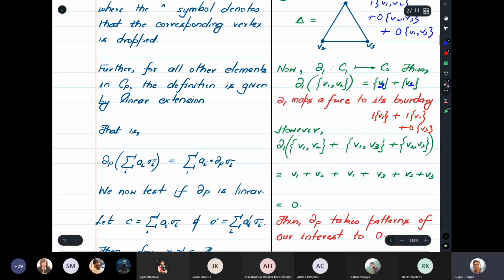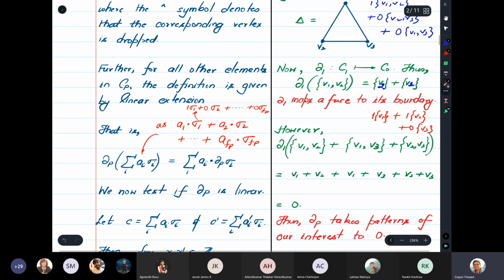You can think of this input as a1·σ1 plus a2·σ2 plus all the way up till a_fp·σ_fp. Notice that the scalar multiplication operation is only defined between a field element and a p-chain. Whereas here I have written σ1, but you should not interpret this σ1 as a face, but rather as a p-chain, which has to be interpreted like 1·σ1 plus 0·σ2 plus and so on plus 0·σ_fp.